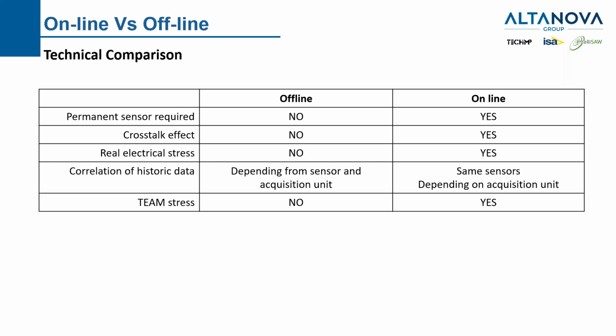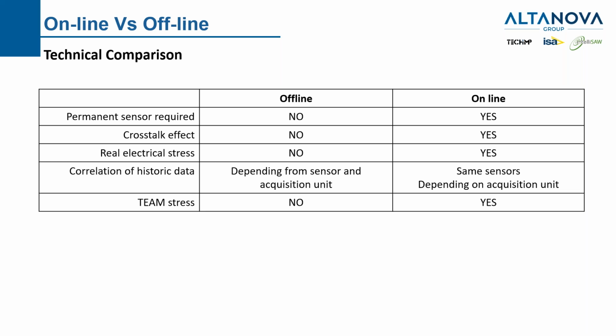Permanent sensor required. In offline, we don't need them. We can bring our own sensor and install it temporarily. In the other case, in online, if we don't have any permanent sensor, the measurement will be impossible. We don't have any crosstalk effect in offline testing, while we have this kind of effect in online testing. But we don't have the real electrical stress during the offline test. That's something that we, of course, have in the online test.